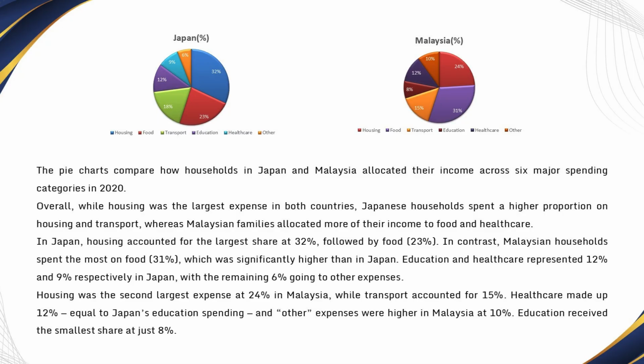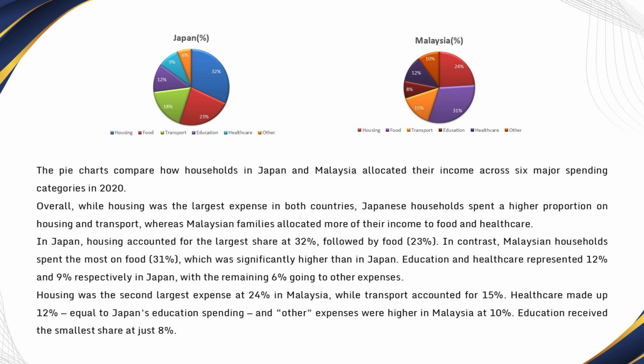Housing was the second largest expense at 24% in Malaysia, while transport accounted for 15%. Healthcare made up 12%, equal to Japan's education spending, and other expenses were higher in Malaysia at 10%. Education received the smallest share at just 8%.